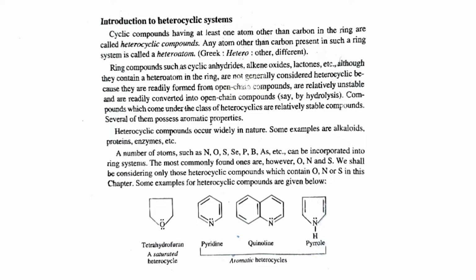Let us consider an example. Consider the structure of benzene. Now, if we replace one carbon with any other atom, here with nitrogen, then this is a heterocyclic compound. That is, this is a cyclic compound and there is at least one atom other than carbon present. That is, cyclic compounds having at least one atom other than carbon in the ring are called heterocyclic compounds.